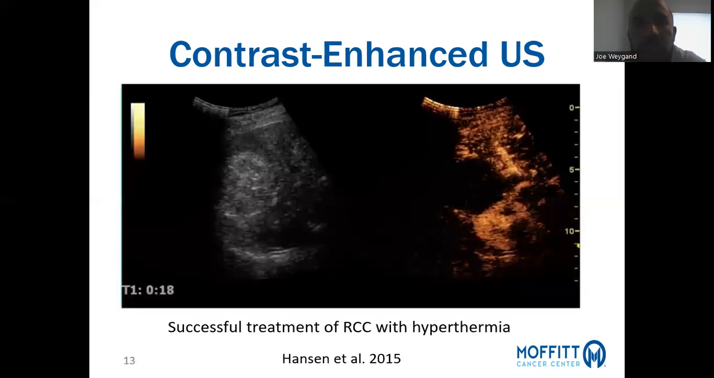You can also use contrast-enhanced ultrasound to assess therapeutic efficacy. So here is an example. It's flipped from the other images, where the left is the non-contrast image and the right is post-contrast. Here you see a patient that originally had renal cell carcinoma, but who has been successfully treated with hyperthermia. And as you can see, there's no real contrast enhancement in the ultrasound image on the right.